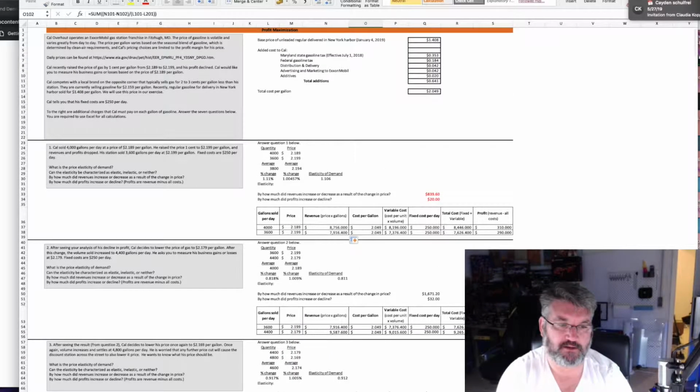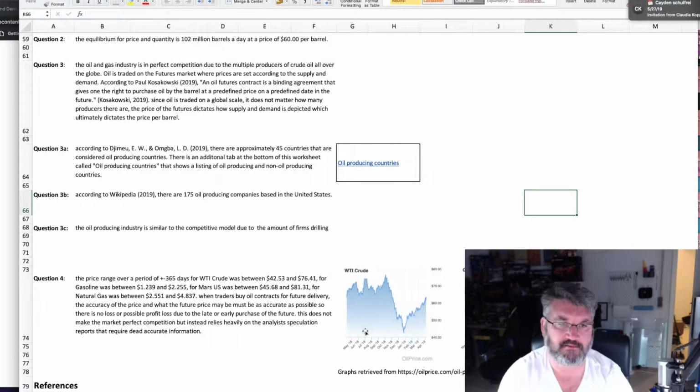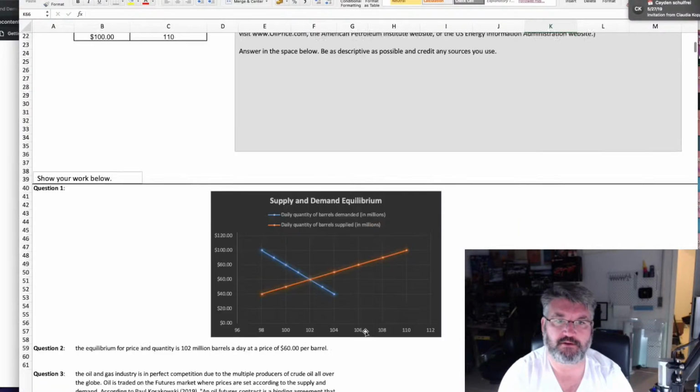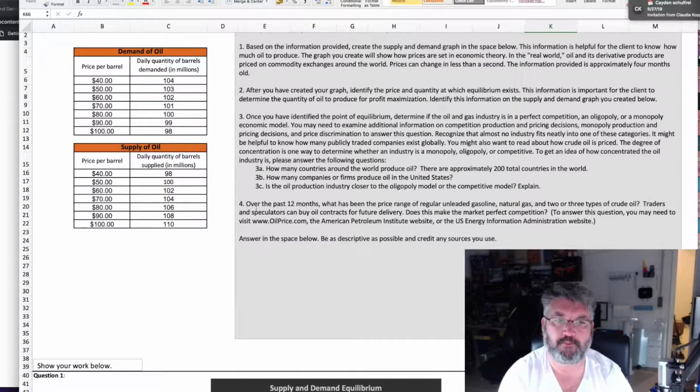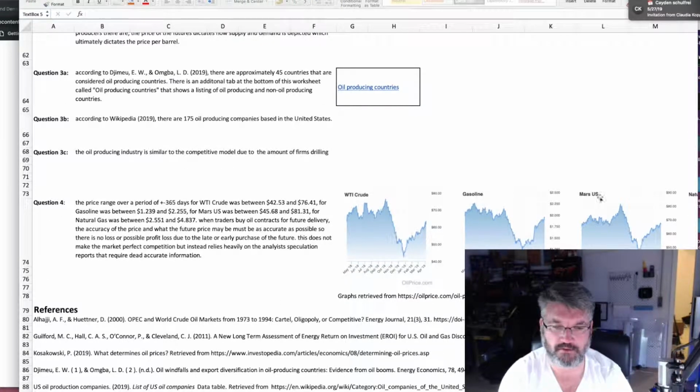I'm not sure what else I can cover. Some of the questions were about oil producing countries and US producing companies. For the supply and demand graphs, you get this from, I can't remember what it was called. It's up here. So these are all the different questions, and the one where I got the actual information for the real world consumption stuff was here. www.oilprice.com. You can actually export the graphs that they have on the website, which are these, which kind of makes it look pretty.